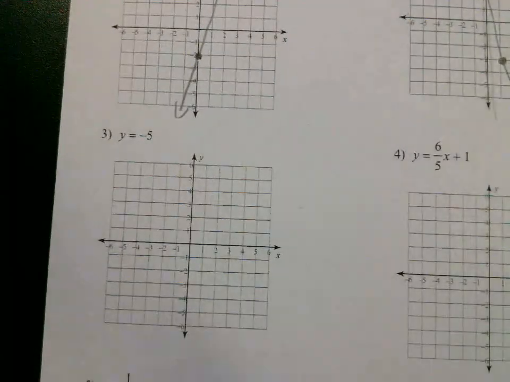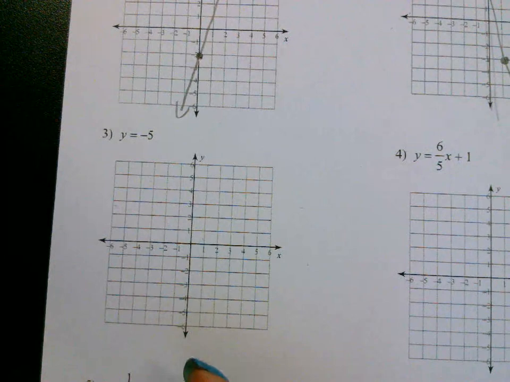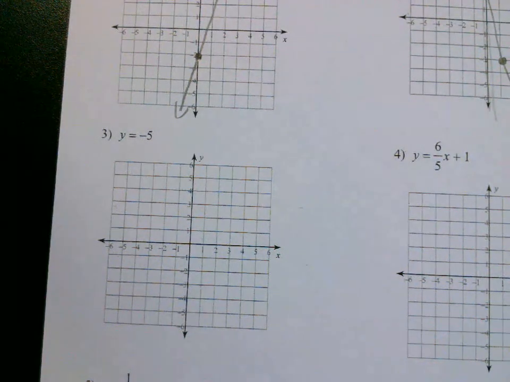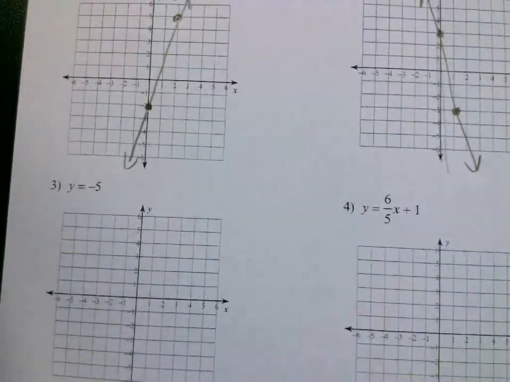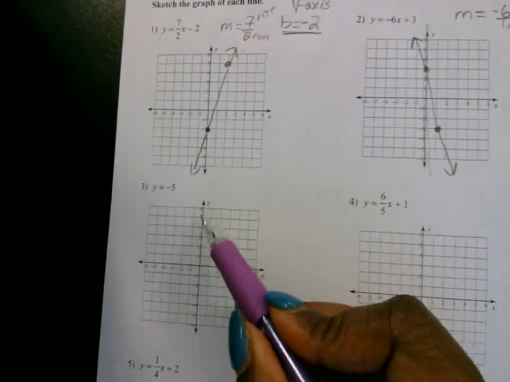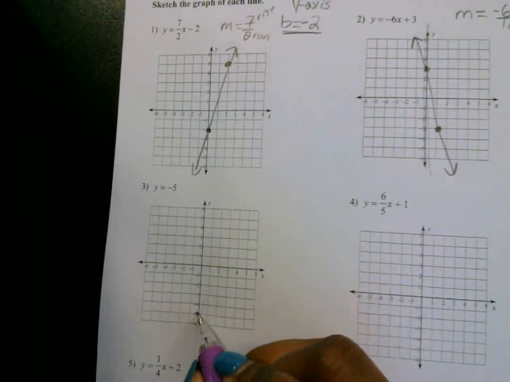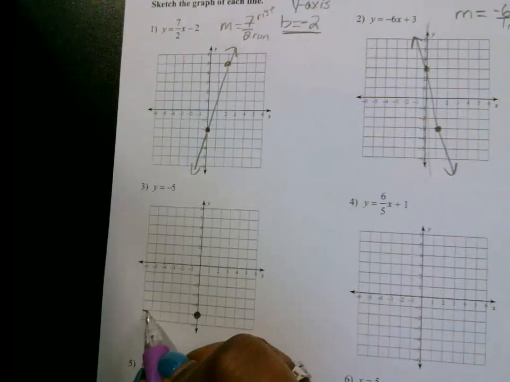Number 3. Remember, we did this in the warm up. Okay. It's a single number. Y is equal to a single number. So how is my line going to go? Very good. It's going to go through the y-axis. So now we're going to find -5 on the y-axis and draw a line through it.